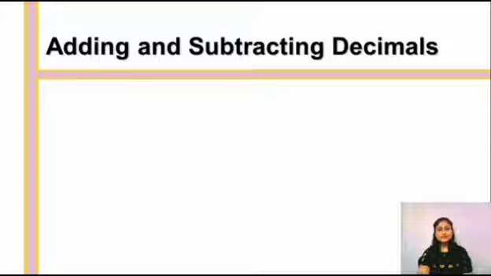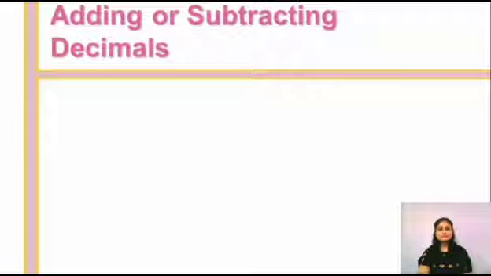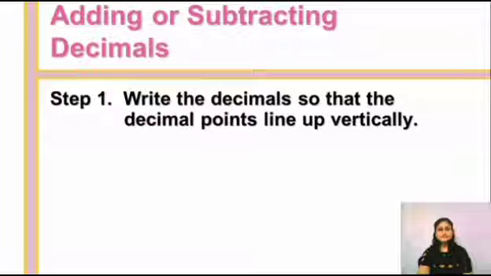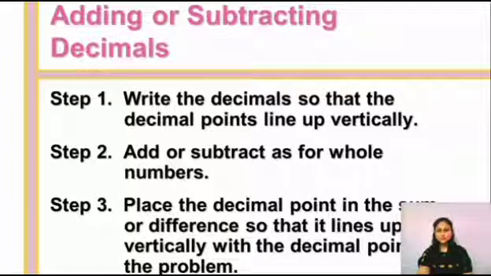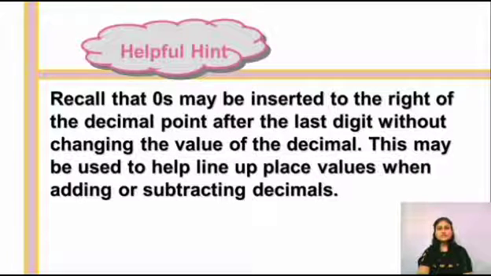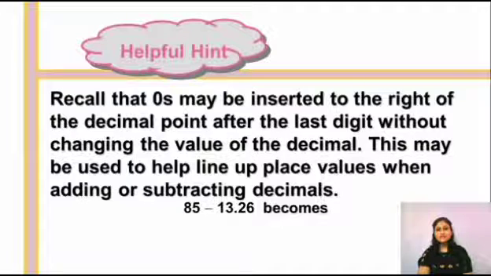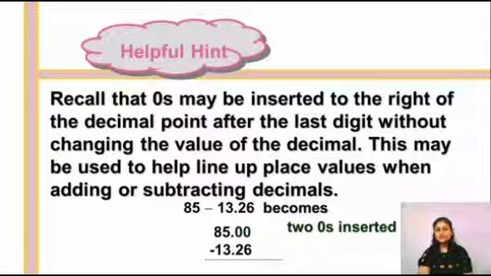Adding and subtracting decimals. Write the decimals so that the decimal points line up vertically. Add or subtract as for whole numbers. Place the decimal point in the sum or difference so that it lines up vertically with the decimal points in the problem. Zeros may be inserted to the right of the decimal point after the last digit without changing the value of the decimal. This may be used to help line up place values when adding or subtracting decimals.